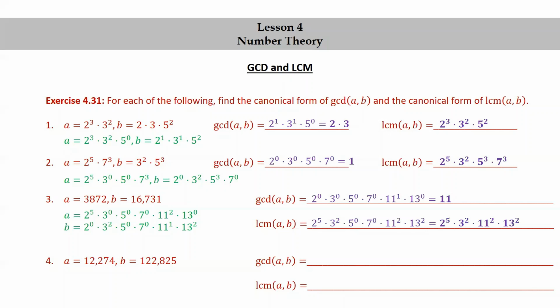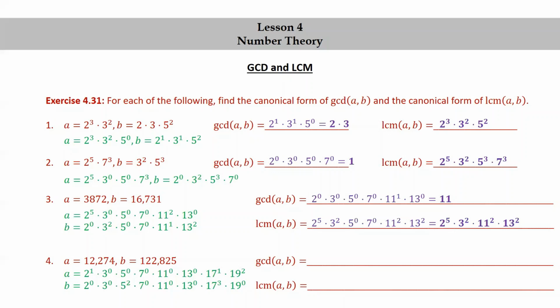Okay, for the last one, we have A equals 12,274 and B equals 122,825. Again, after making some factor trees, we can write down complete prime factorizations for these. A is 2 to the 1, 3 to the 0, 5 to the 0, 7 to the 0, 11 to the 0, 13 to the 0, 17 to the 1, 19 squared. B is 2 to the 0, 3 to the 0, 5 squared, 7 to the 0, 11 to the 0, 13 to the 0, 17 cubed, 19 to the 0.